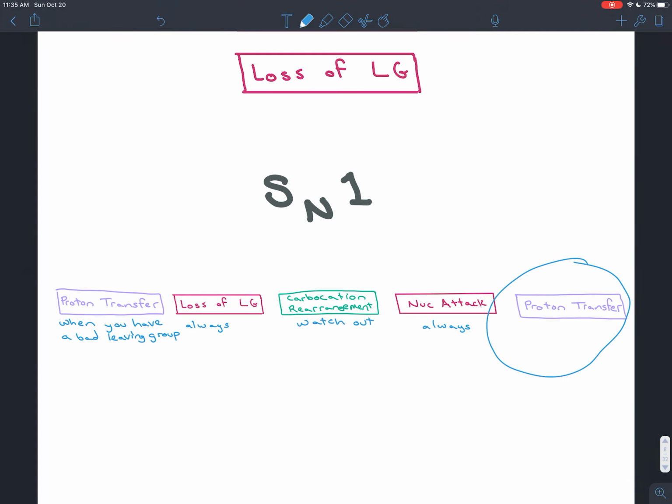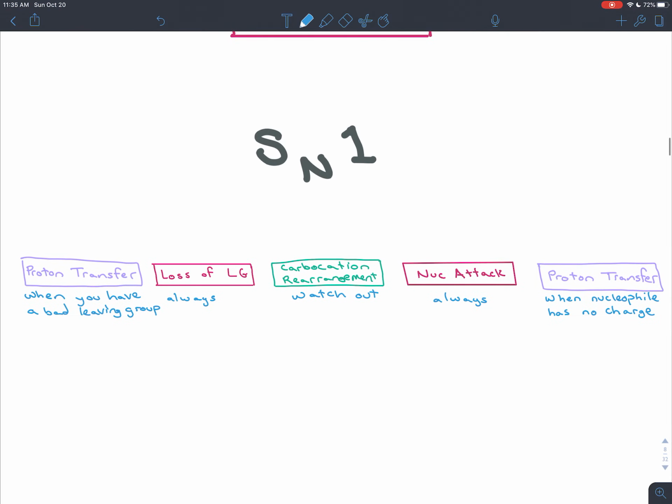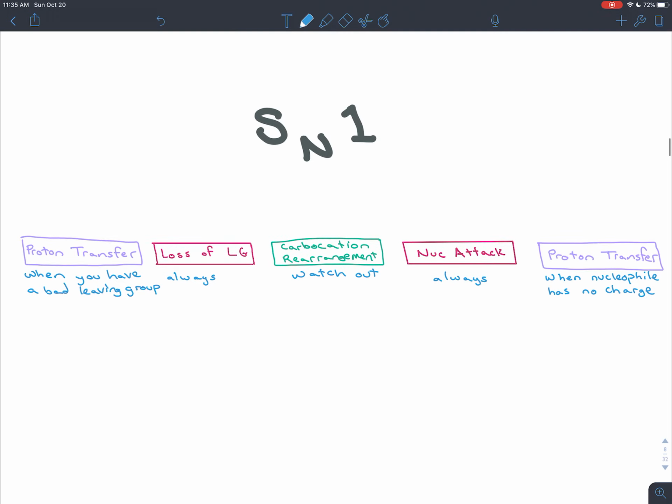Now let's talk about when you would have a proton transfer at the end of an SN1 mechanism. You'll have a proton transfer at the end of an SN1 mechanism if the nucleophile has no charge. When the nucleophile has no charge, you'll need to do a proton transfer because after it attacks, some electrons that it had all for itself will be shared with a new bond to the electrophile, to the substrate. And so if it originally had a 0 charge, it will end up having a +1 charge, and you'll have to do a proton transfer to get rid of that +1 charge.